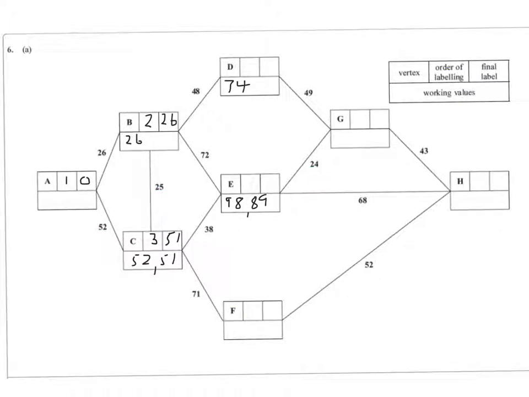So 51 plus 71 is 122. There's a 2 there. There we go. That's meant to be a 2.